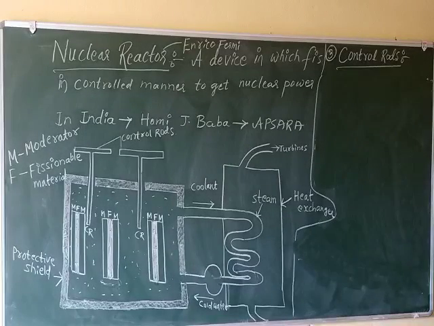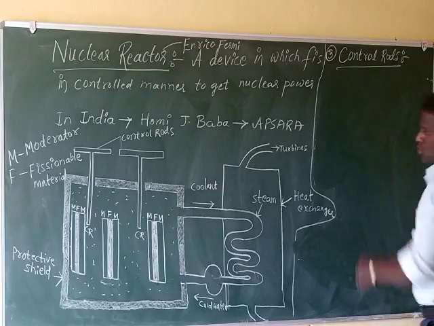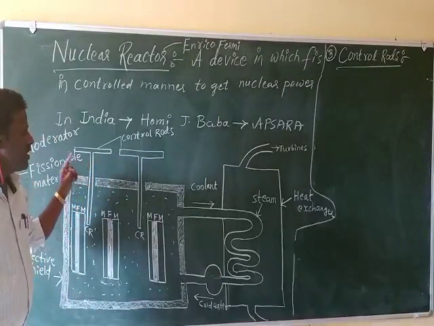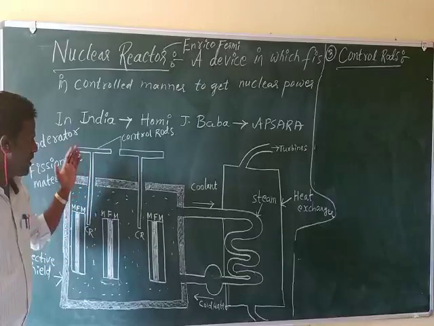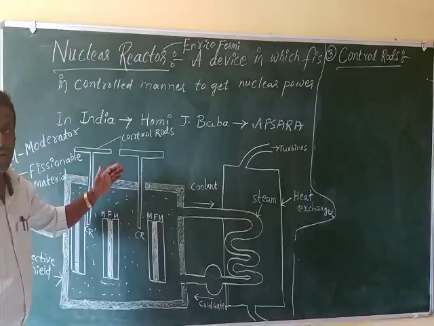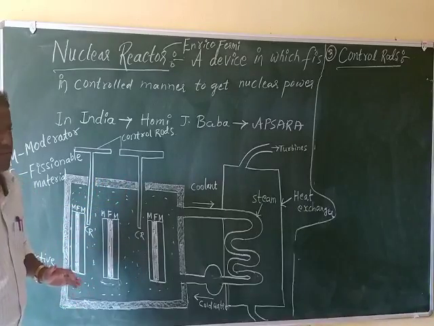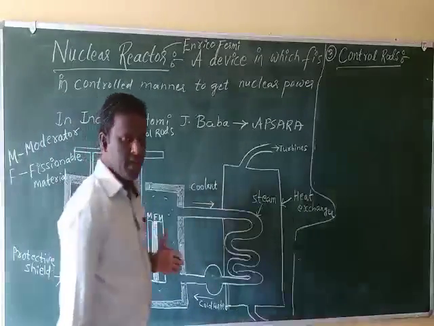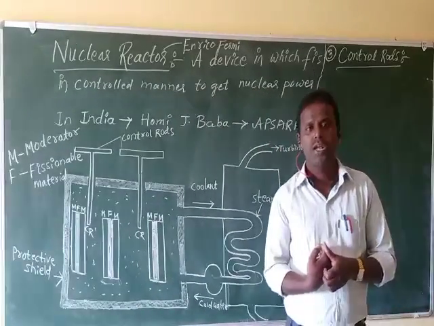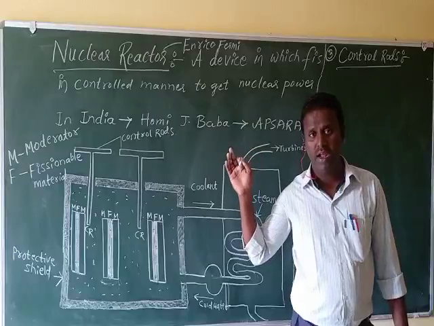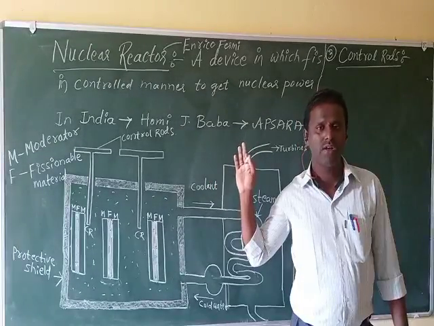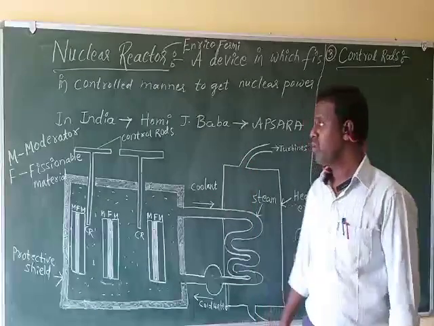The third part of a nuclear reactor is control rods. Here you can see these two are the control rods. What is the function of control rods? These control rods help you to control the rate of the fission process. What is the principle of a nuclear reactor? A nuclear reactor is maintained at a constant chain reaction, that is, it is carried out as a controlled fission chain reaction.